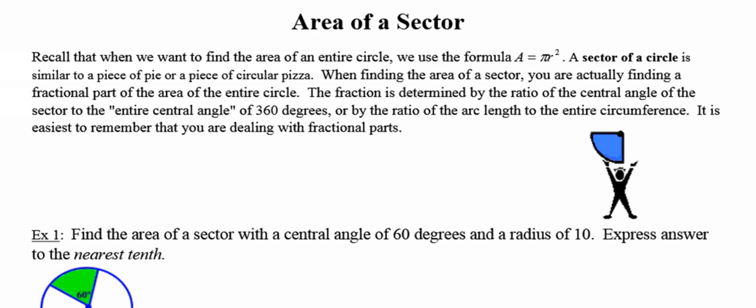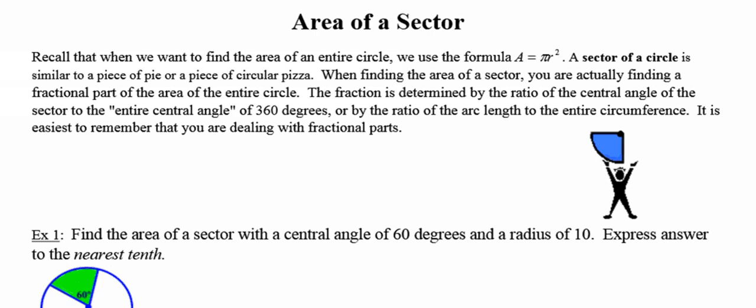Now, first of all, a sector of a circle is similar in nature to either a piece of pie or a piece of circular pizza. It's just a portion of the circle. So when finding the area of a sector, what we're really doing is finding a fractional part of the area of the entire circle. Now we're going to use the ratio of either the central angle to the entire 360 degrees in a circle, or the ratio that compares the arc length to the entire circumference. And we've done some work with ratios and proportions this year also.